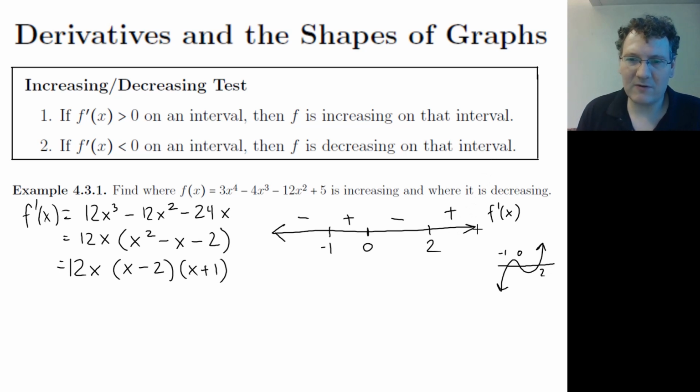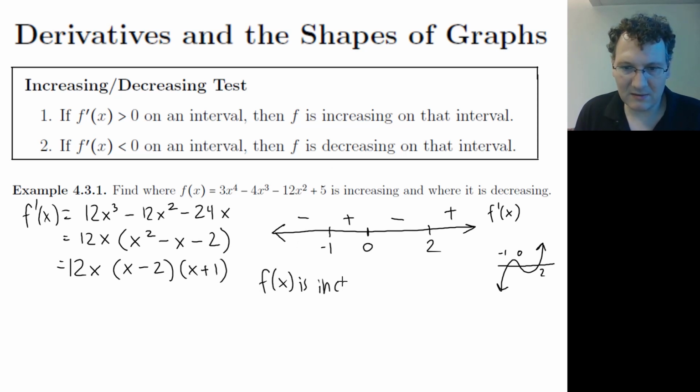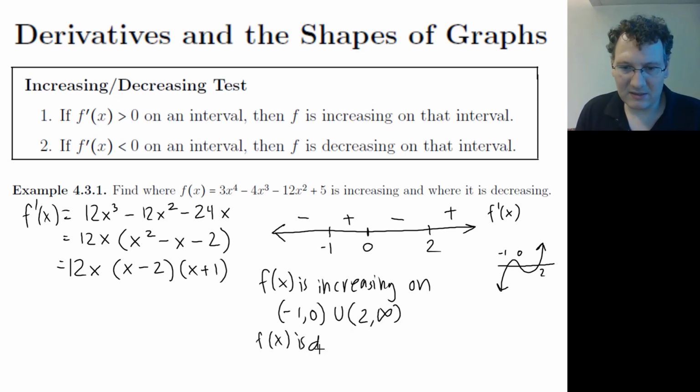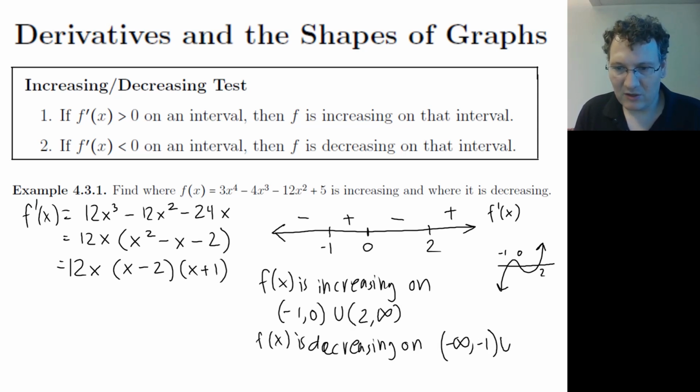So the first derivative is negative, then it's positive, then it's negative, then it's positive. So f of x is increasing on the intervals where the first derivative is positive. That's from negative 1 to 0 union 2 to infinity. f of x is decreasing on the intervals where the first derivative is negative. That's negative infinity up to negative 1, union with 0 to 2.